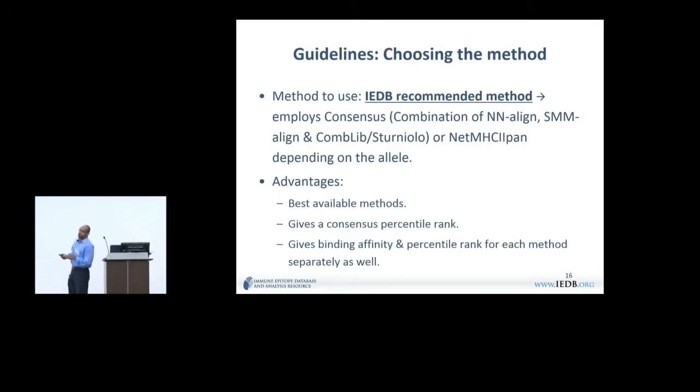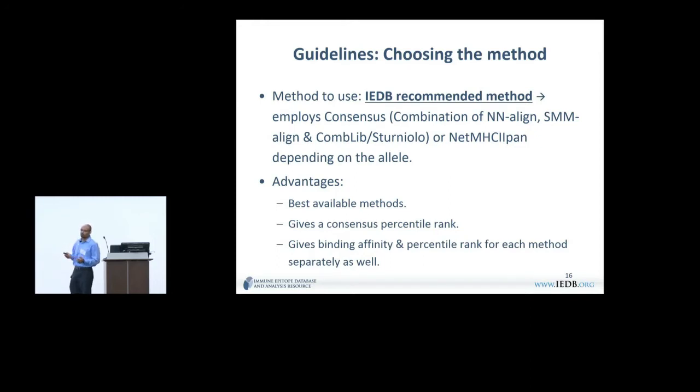So the first question that may come to your mind is, okay, we have all these methods, which method should I use? What we recommend, explicitly, is the IEDB recommended. Just use the IEDB recommended. As I mentioned, it employs consensus, which in turn uses a combination of NN-align, SMM-align, and the combinatorial library or Sturniolo. And if none of these algorithms is available, then it will use NetMHCIIpan.